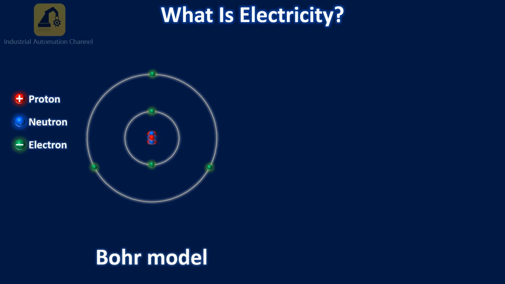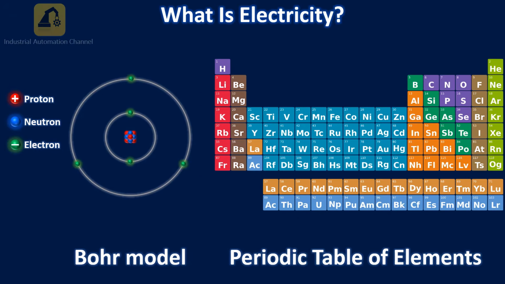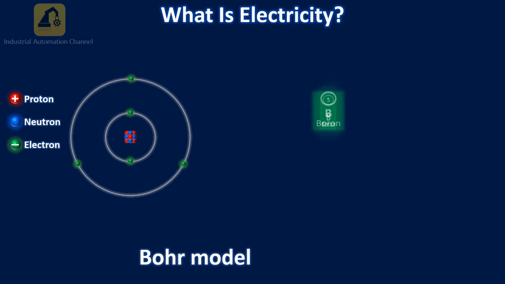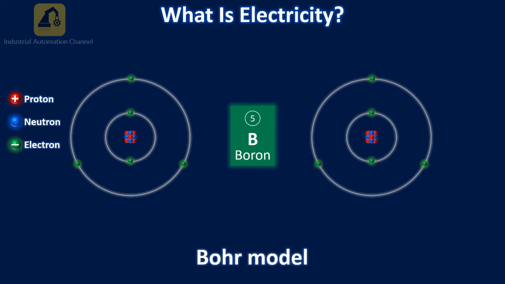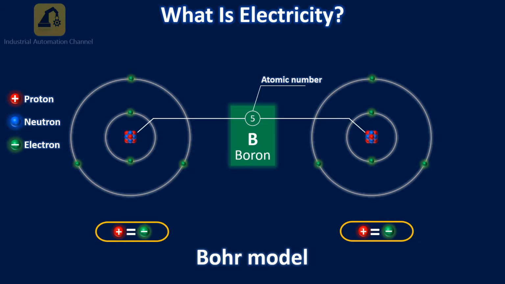This atomic setup leads to the most important idea about electricity. What element an atom is depends on how many protons it has in its nucleus. That's why every atom of the same element has the same number of protons, which is called the atomic number. Now protons carry a positive charge and electrons carry a negative charge. In a normal neutral atom, those charges balance out because the number of protons and electrons is the same. So the atom has no overall charge.